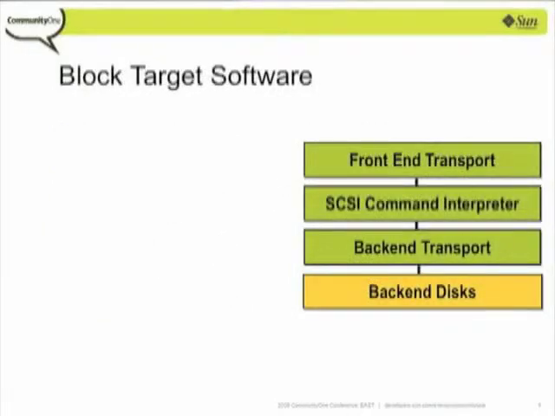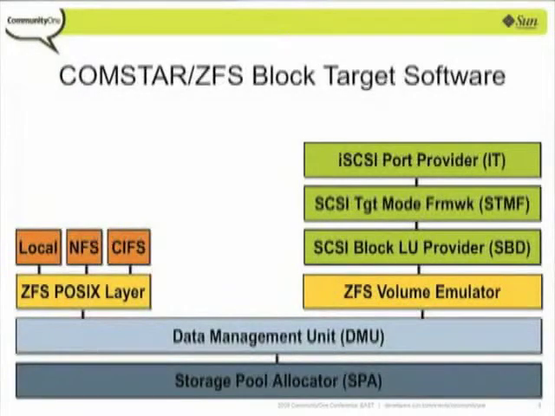So, block target software in the industry today, pretty much all the same, right? You have a front-end transport that's usually an HBA. You have a SCSI command interpreter, something that breaks down SCSI commands and understands how to either respond to the host or send things to the back-end disk. You have a back-end transport, another HBA or host bus adapter, and then you have back-end disks, right? Seems pretty simple. And that's exactly what you get with COMSTAR and ZFS.